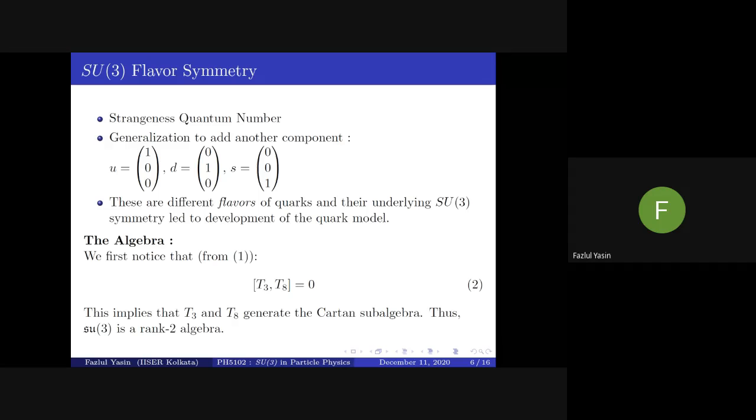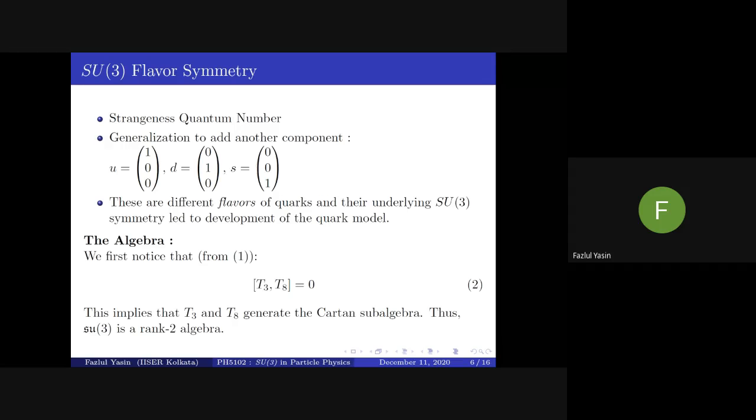And what is the symmetry? This is known as flavor symmetry. Now, after isospin, at some point it was found that some particles existed which were produced through strong interactions, but decayed only through weak interactions. An example of this is the positively charged kaon, K plus. And this motivated addition of a concept of strangeness quantum number by Gell-Mann and Nishijima.